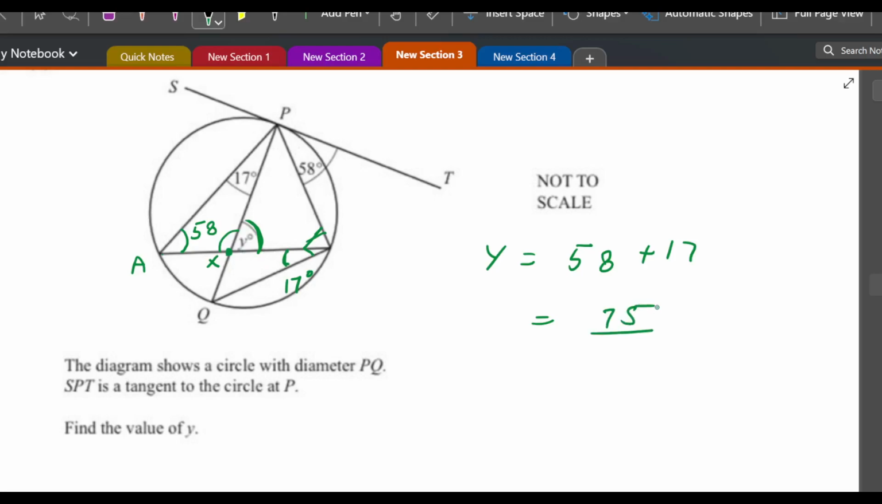So 180 minus 75 will be that angle. Then that angle plus y will be again 180. So again 180 minus that will give you 75. So y is 75.